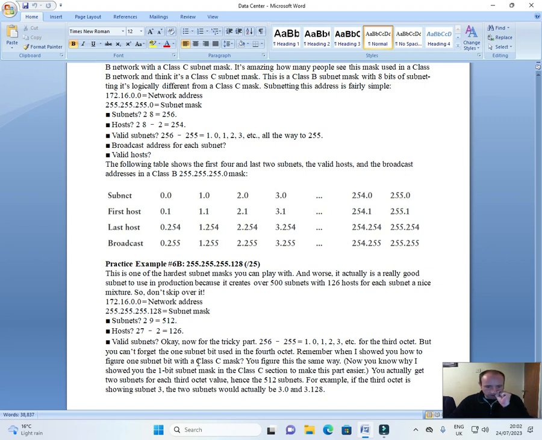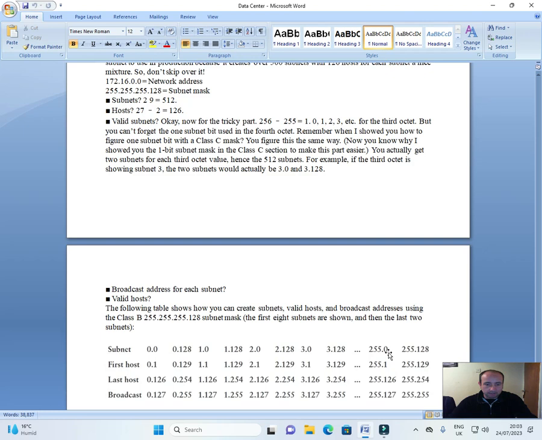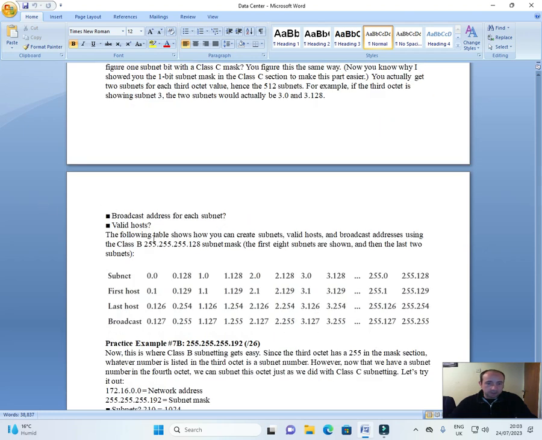Remember when I showed you how to figure one subnet bit with a Class C mask? You configure this the same way. Now you know why I showed you the 1-bit subnet mask in the Class C section. To make this part easier, you actually get 2 subnets for each third octet value, hence the 512 subnets. For example, if the third octet is showing subnet 3, the 2 subnets would actually be 3.0 and 3.128. Then the broadcast address for each subnet and the valid hosts.